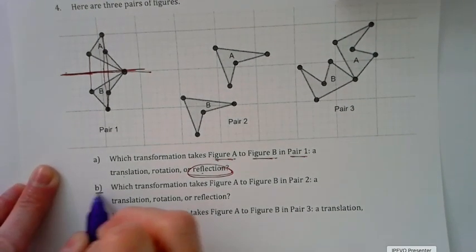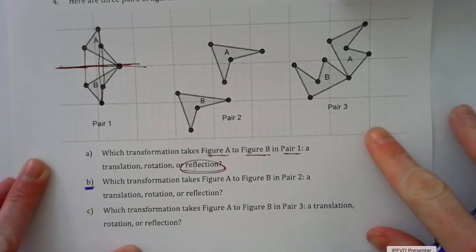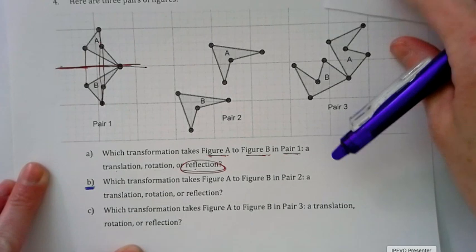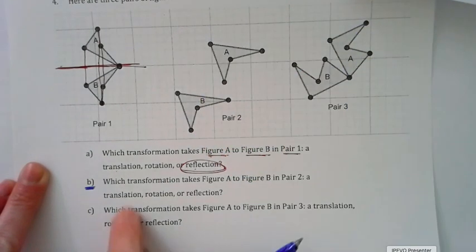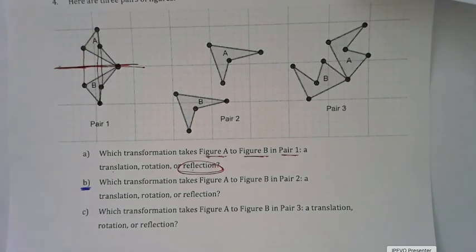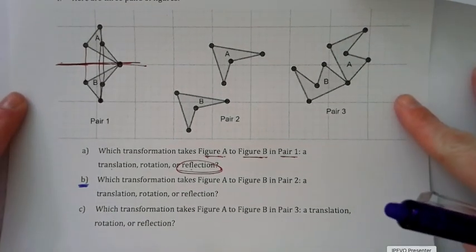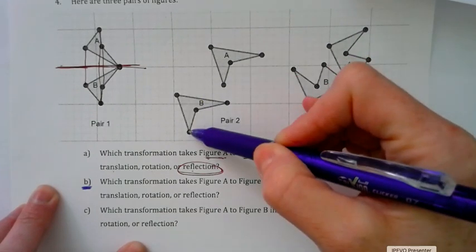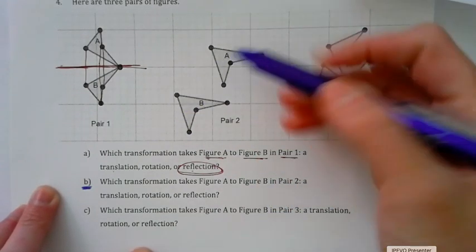Okay, so for B, we'll do B in blue. So how does this shape become this shape? Well, you could draw it and you could test out each of these options, but we want to start looking at the characteristics and see if we can figure out what's happening. So if I look at my figure, do you see how they're going the exact same direction?